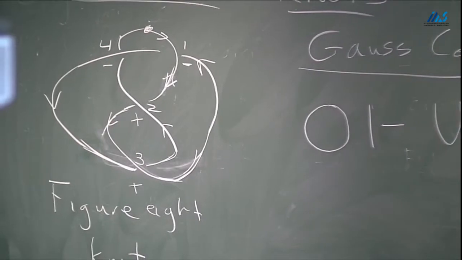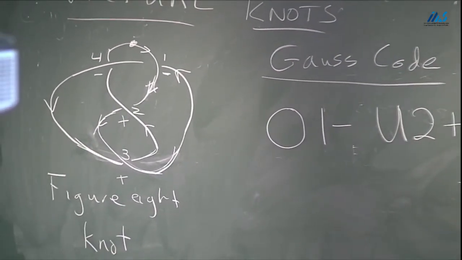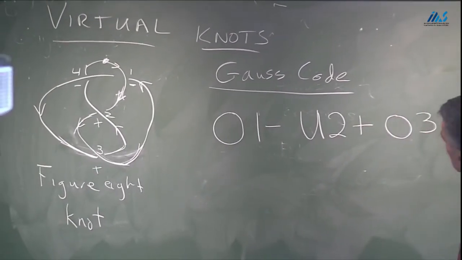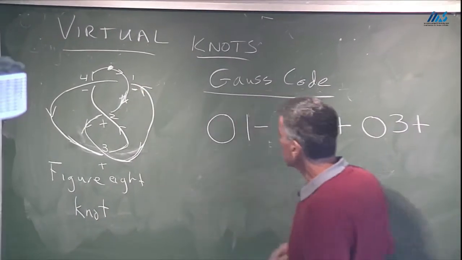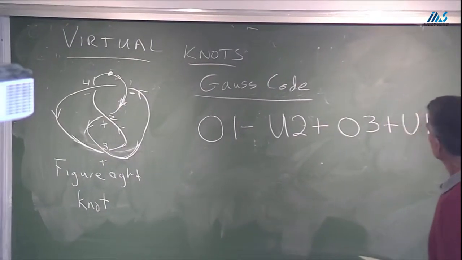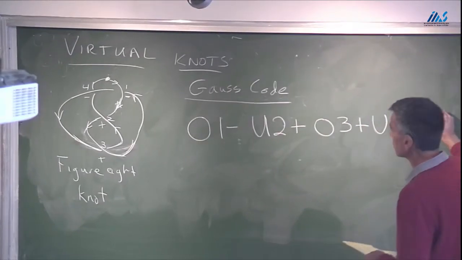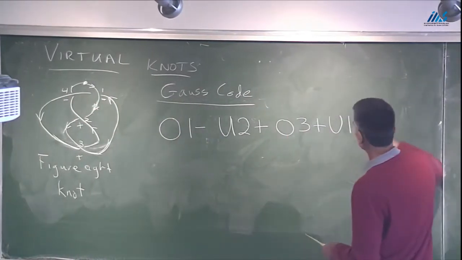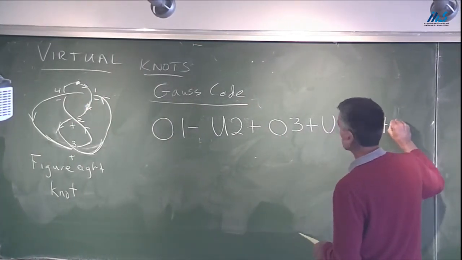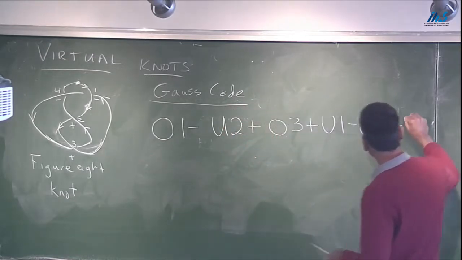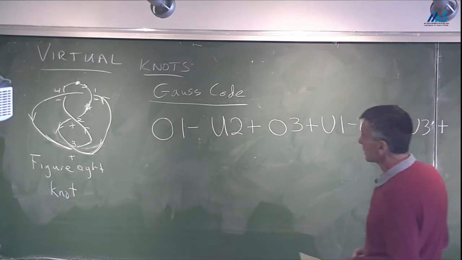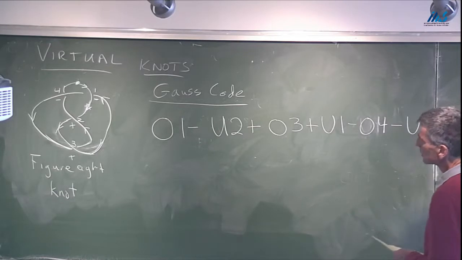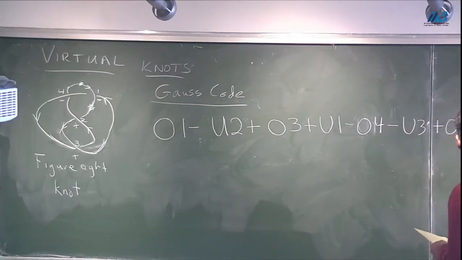So we just keep indicating like this what we do. We go over the crossing number 3, and it's a plus crossing. And then what do we do then? Then we get under crossing number 1, which is a minus crossing, and then under 4, over 4, which is a minus crossing, under 3, which is a plus crossing, and then over 2, which is a plus crossing, and then under 4, and now we're back where we started.